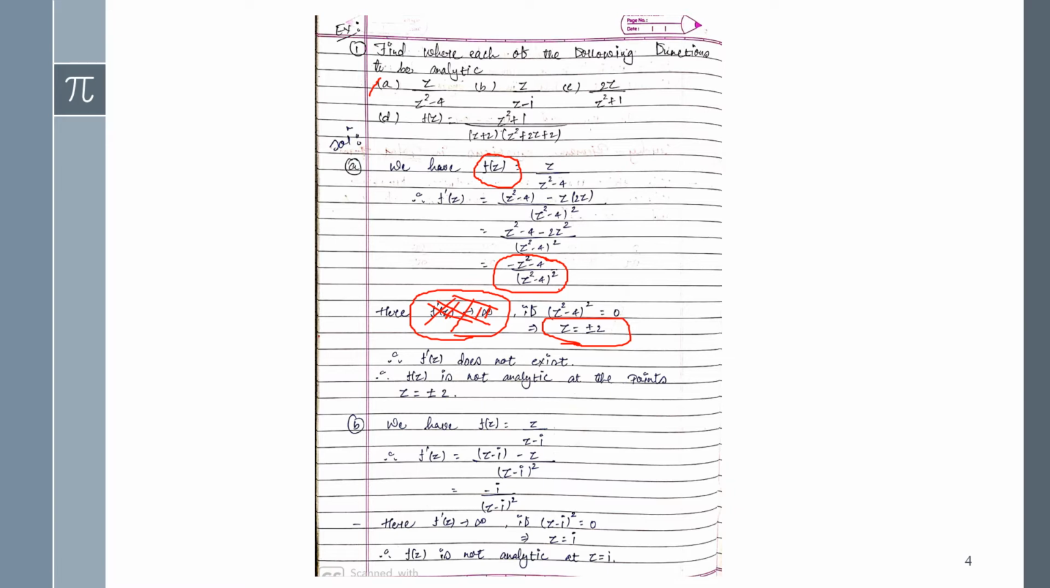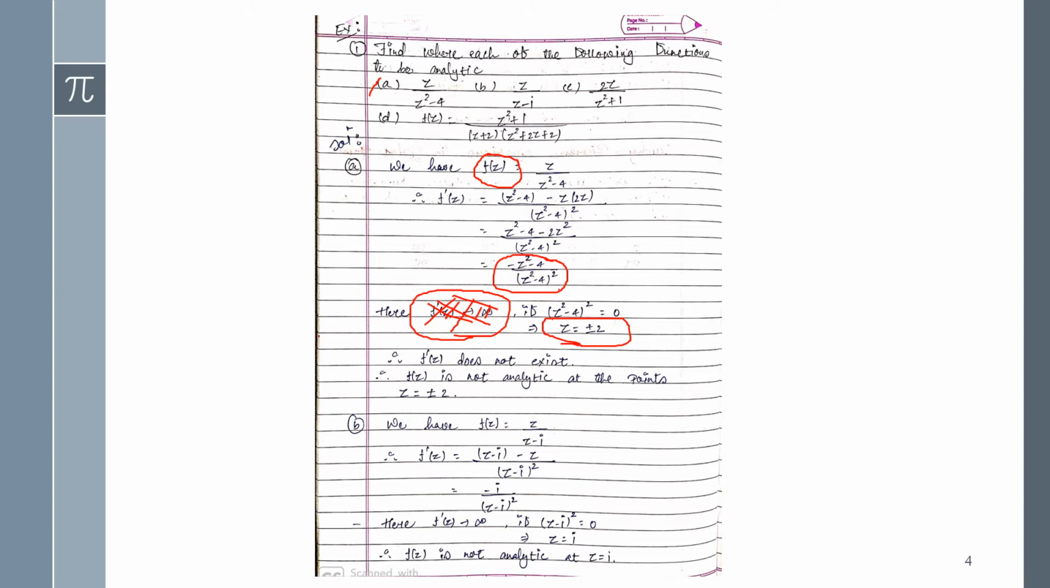Except for plus 2 and minus 2, all the other numbers are analytic, we can say. So the given function is not analytic at the points +2 and -2, and except these 2 points the given function will be analytic. This is a very important concept to understand, guys, how to find at which point the given function is analytic and at which it is not.